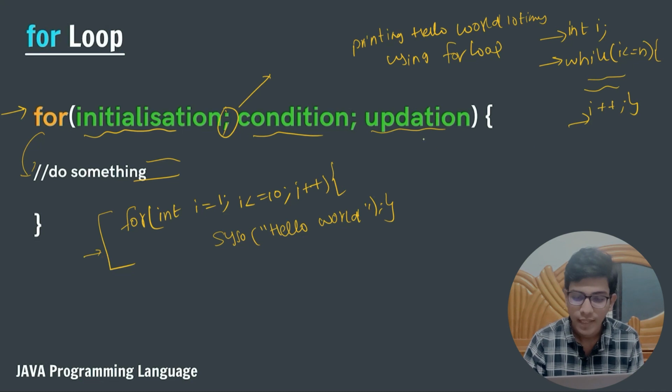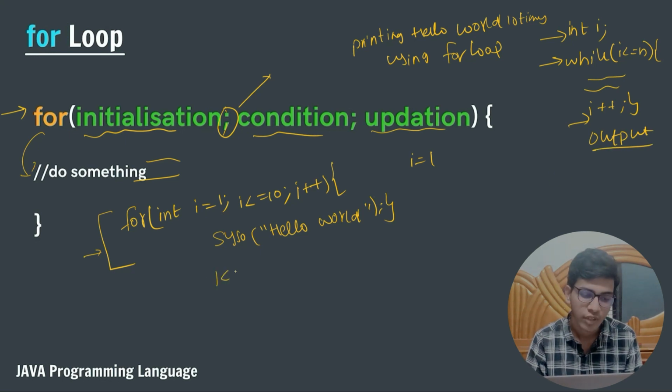Let us try to run this. Initially i is equals to 1. This is our output window. The condition is true, that is 1 is less than or equals to 10, right? The condition is true, so it will come into the for loop and we will print hello world. After that i will become 2.